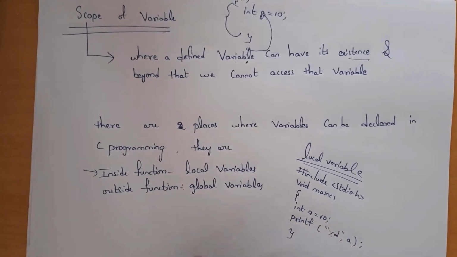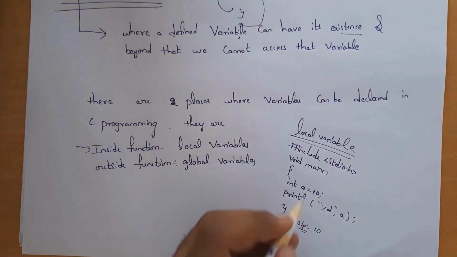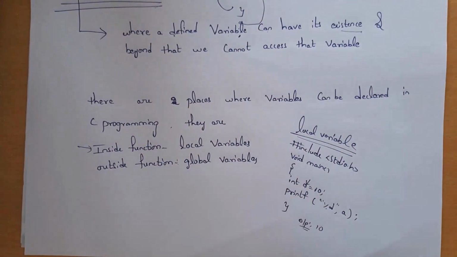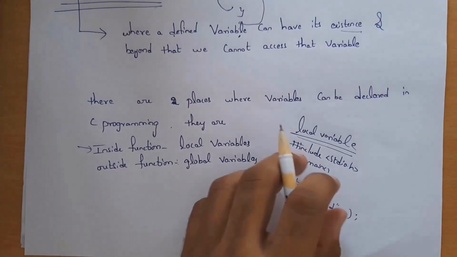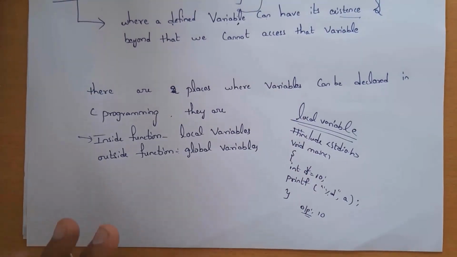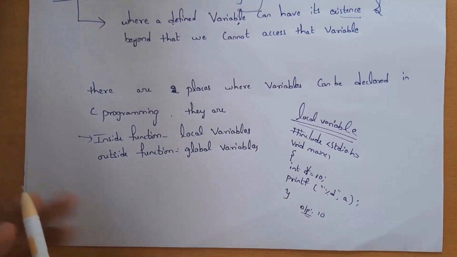So by writing this code I will get output as 10. So this a is a local variable because we declared this a inside the main function. So we call it a local variable. Now I will explain the program for a global variable.